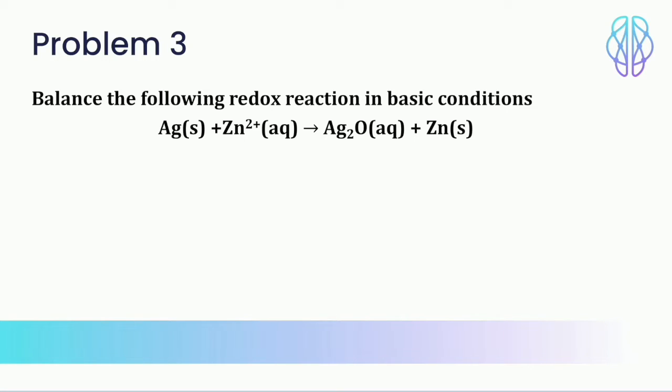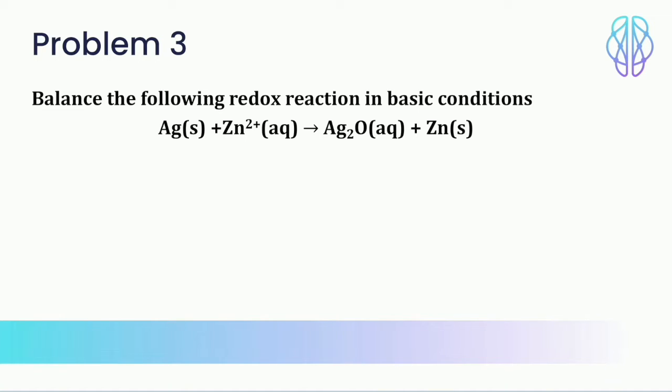Let's jump into our final problem for this video. Our final problem is: balance the following redox reaction in basic conditions. We know in basic conditions we're going to have to do something slightly different to our acidic conditions, but it's only a minor change. We're going to follow the same steps pretty much the majority of the way, and I will flag where we get to where we have to do something different.